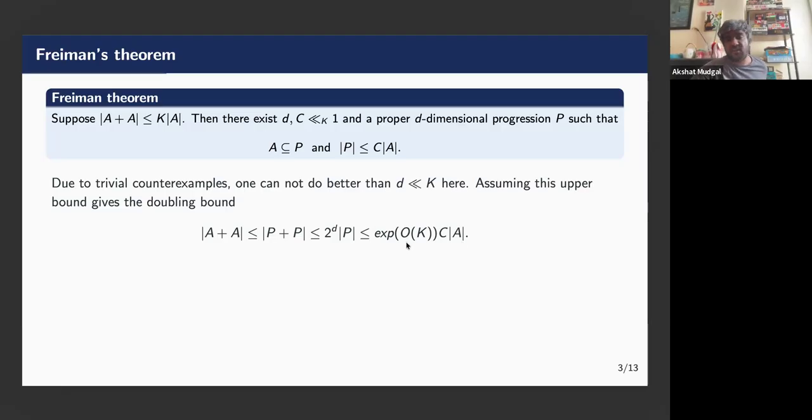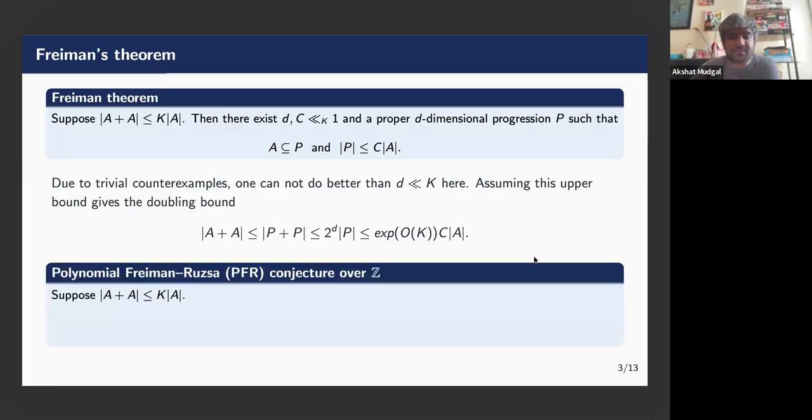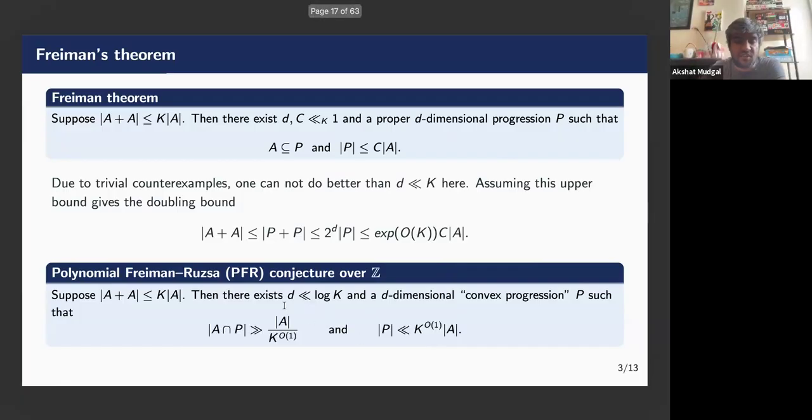So I guess quantitatively, we now care about how small we can make this. How efficient can this circle of ideas become? I guess the biggest conjecture here is the polynomial Freiman-Ruzsa conjecture over integers, which states that if A plus A is less than K times A, you can actually decrease the dimension of this progression by slightly going from GAP to what is known as a convex progression. So if you're happy to modify the kind of structures you're looking at, then you can indeed show that the dimension is bounded quite efficiently.